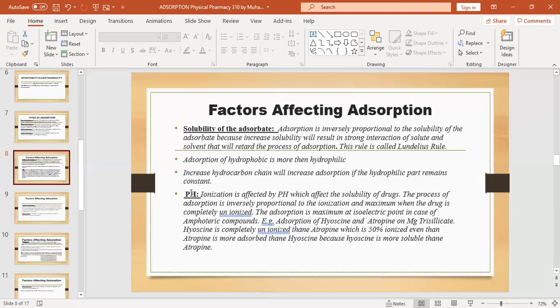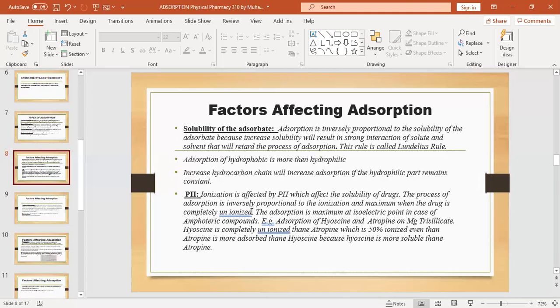The next factor that affects the adsorption phenomena is pH. As we know, pH is the hydrogen ion concentration, and ionization is affected by pH, which affects the solubility of the drug. The process of adsorption is inversely proportional to the ionization, and maximum when the drug is completely unionized. It means that solubility is directly related to ionization: if there is no ionization, there will be no solubility; if there is higher ionization, then there will be solubility.